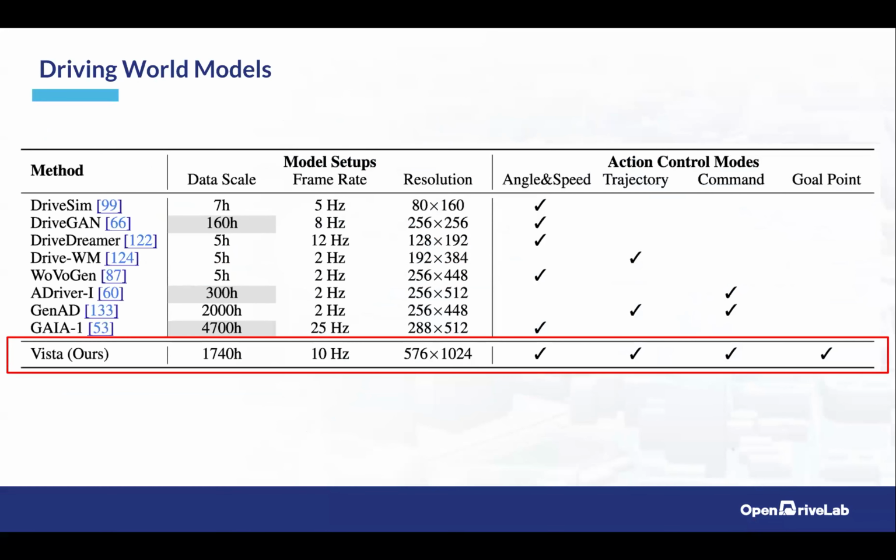Compared to existing driving world models, you can see this is data from OpenDV YouTube, and it has a very large, high resolution. But the most important thing is that we want to inject the world model with multiple action control modes. Here we can have angle and speed, trajectory, command and goal point. These are all very common conditions in the real world, and we need to show them as a very unified representation to the world model.